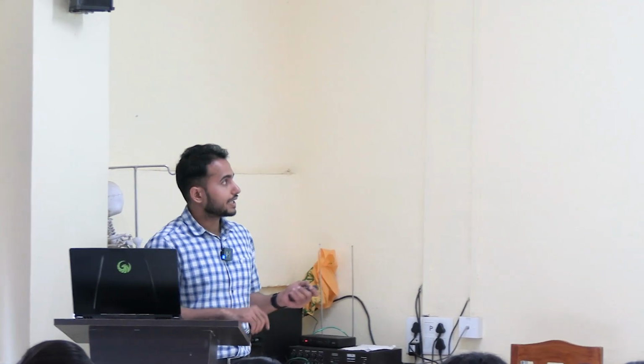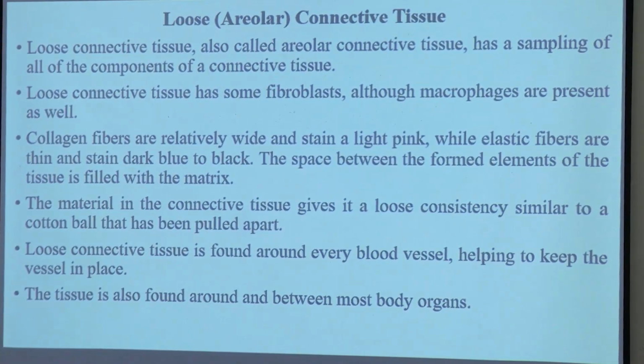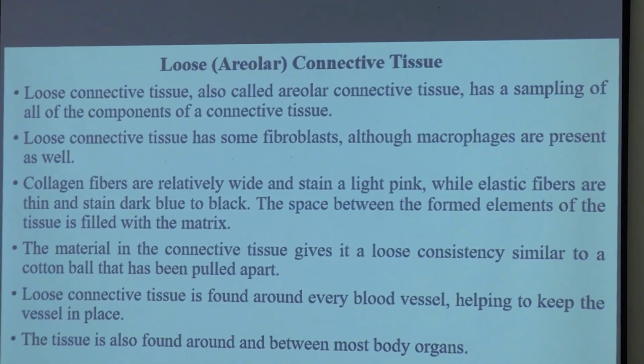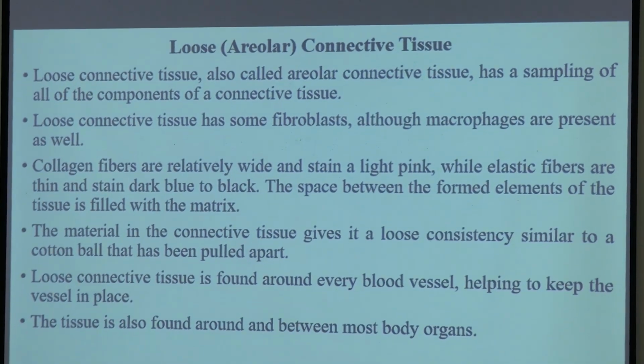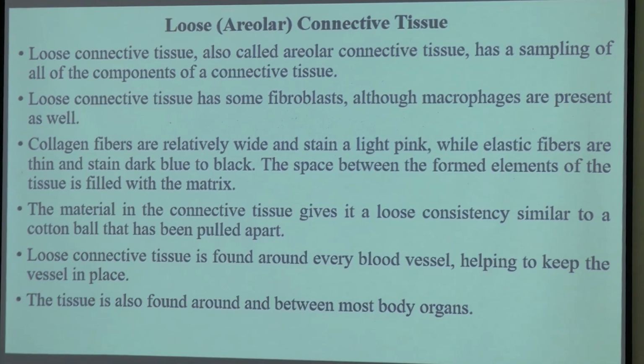If you take the loose areolar connective tissue, it has all the components of the connective tissue. You can see mainly the fibroblasts, and some macrophages. Along with that, you can see the collagen fibers also. Along with that, white elastic fibers are also present in the loose areolar connective tissue. The material of the connective tissue gives a loose consistency similar to a cotton ball when it is pulled apart.